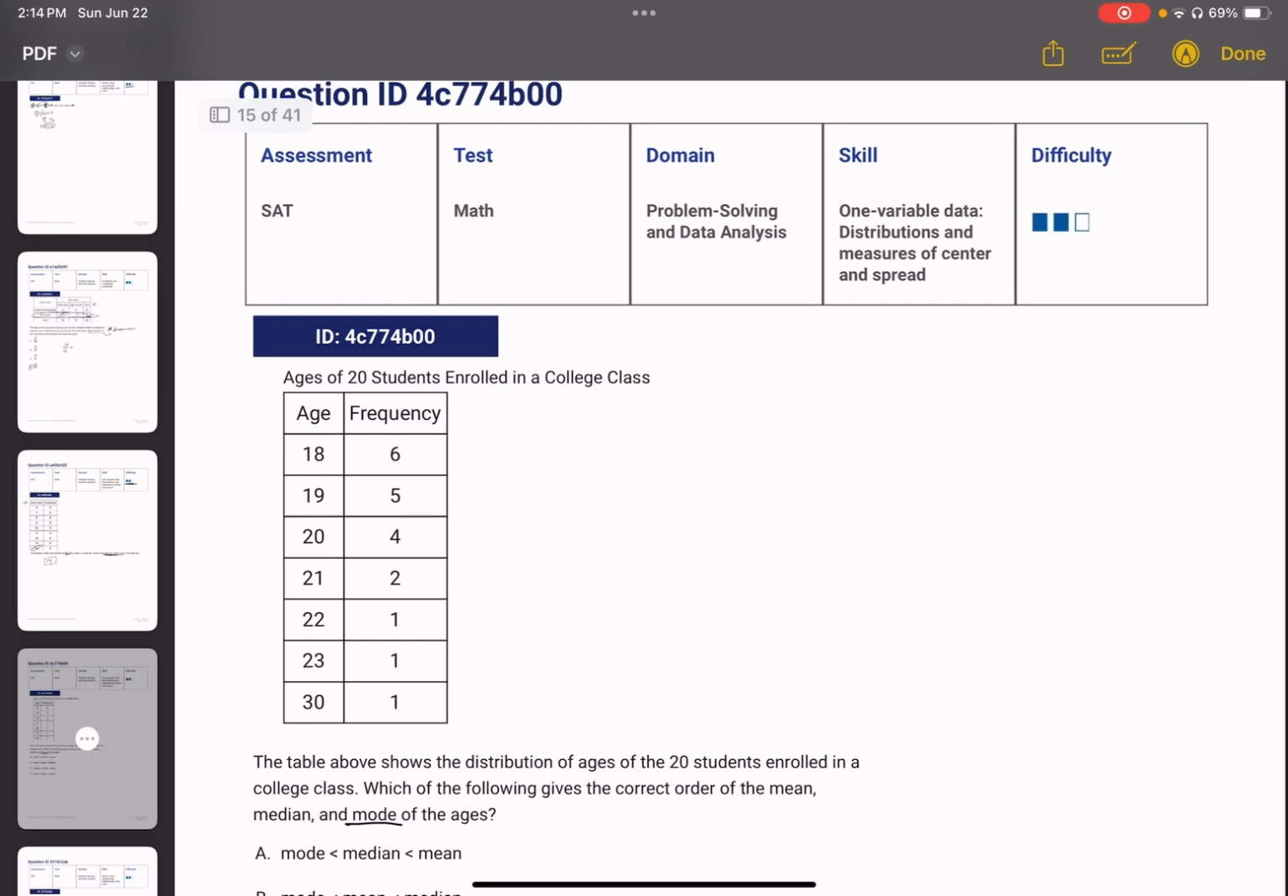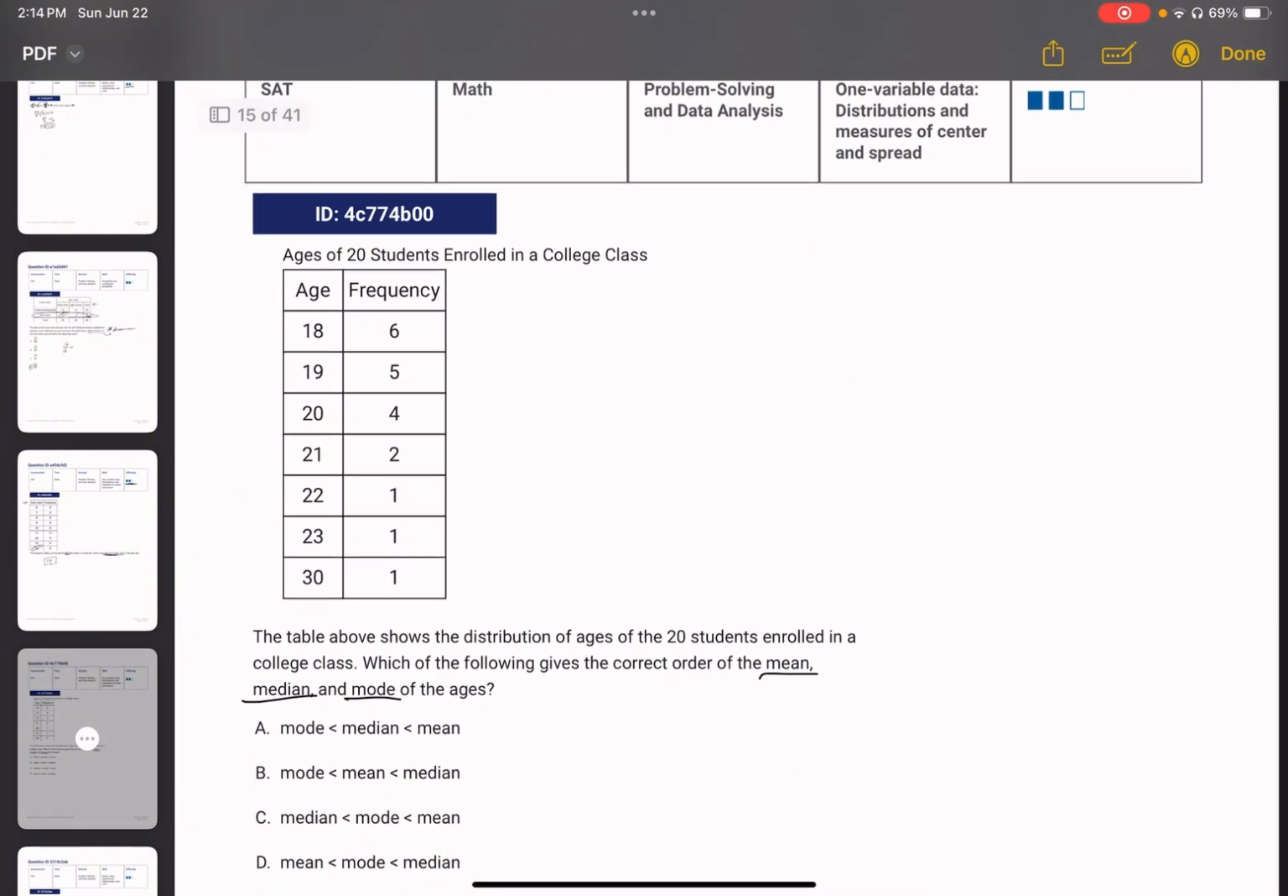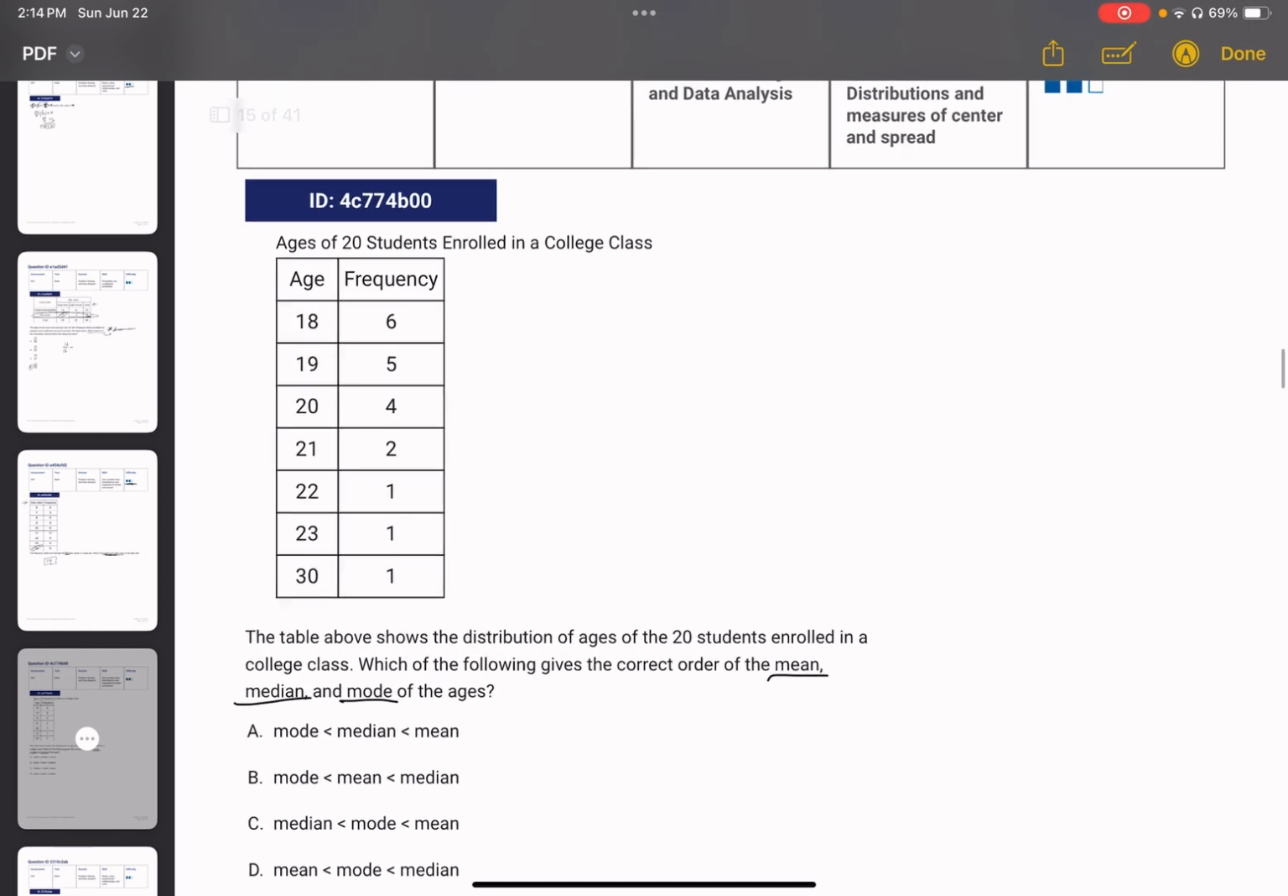So we have the ages of 20 students enrolled in a college class. The table above shows the distribution of ages of the 20 students enrolled in a college class. Which of the following is the correct order of the mean, median, and mode of the ages? So we have to find each of these values, mean, median, mode, and we're going to start with the mode because it's the easiest value to find here.